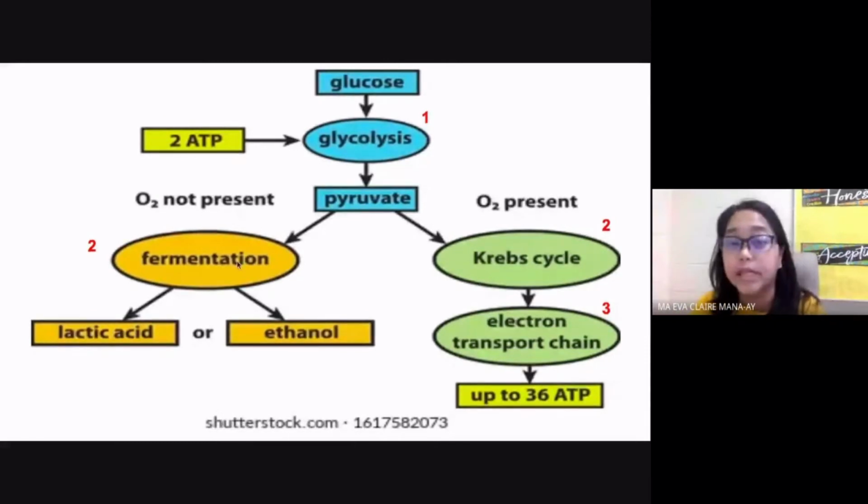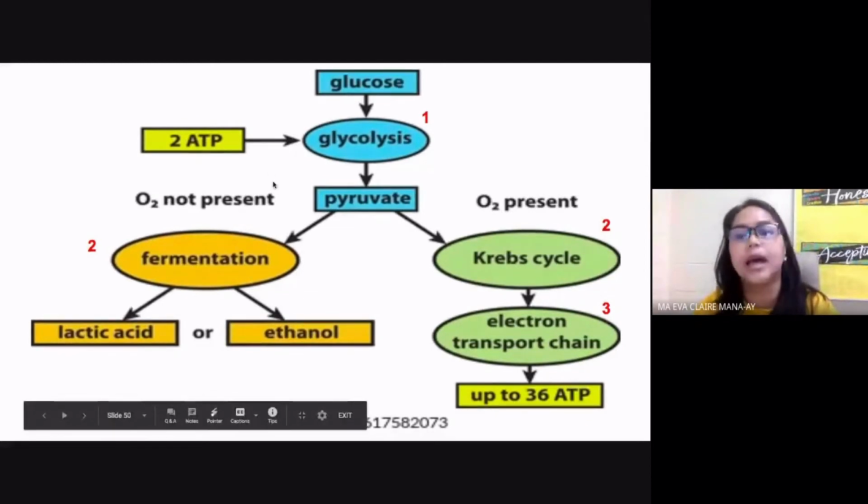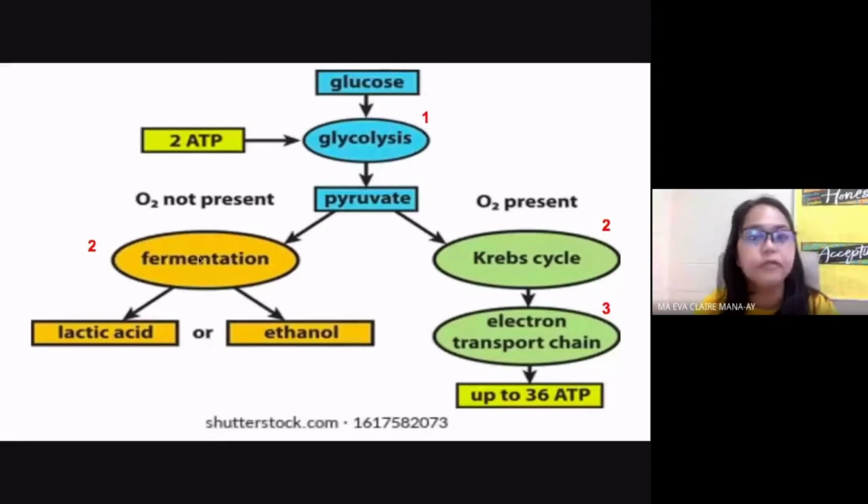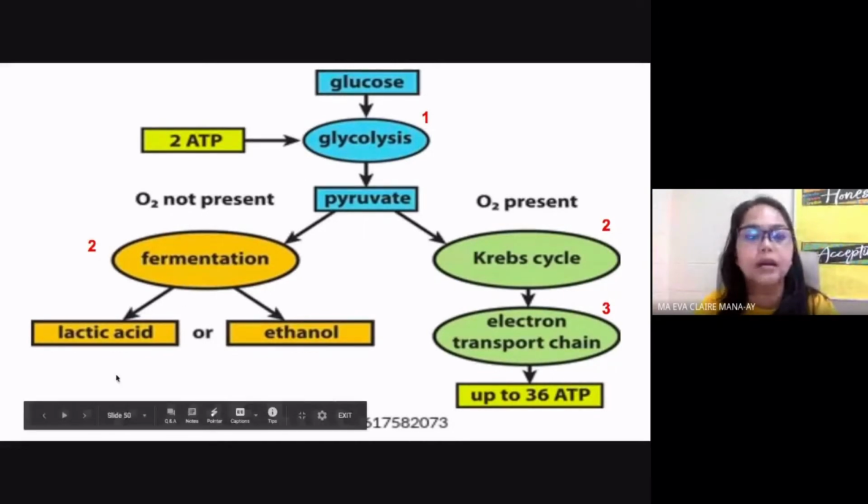So again, this summarizes the two types of cellular respiration. In the presence of oxygen, after glycolysis, you'll have the Krebs cycle and electron transport chain. If the oxygen supply is not enough after glycolysis, you can have fermentation. Two possible products here: lactic acid, which gives you muscular cramps, and of course ethyl alcohol, or ethanol, which gives us vinegar and alcoholic beverages.